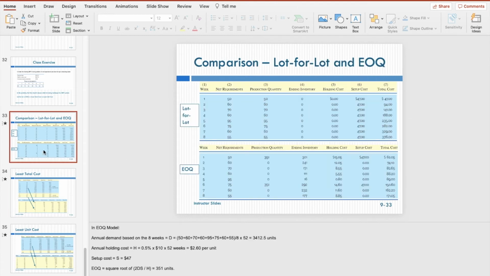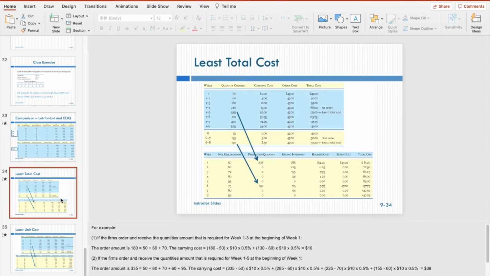In the EOQ model, each time we order, we exactly order the amount that is optimal under the EOQ equation, right? That would be what we want to do. But for the least total cost, that's not what we are going to order. Instead, we have to choose the best lot size among alternatives. Since you already know these two columns, these are the information already provided from the information context. From week 1 to week 8, these are the net requirements.